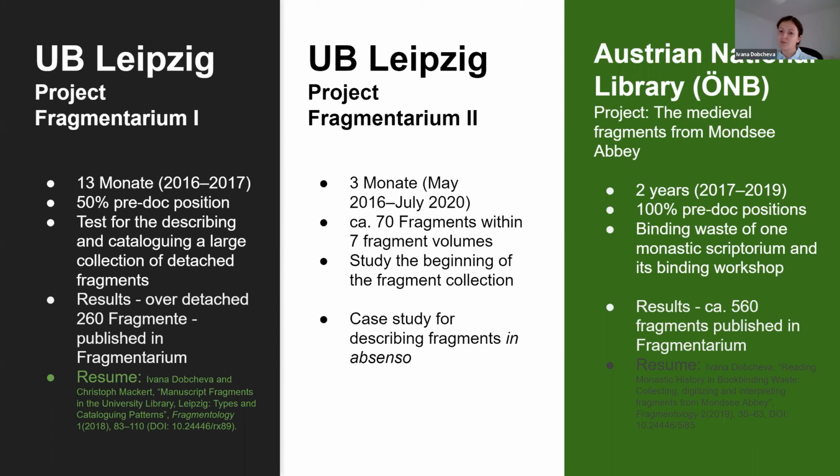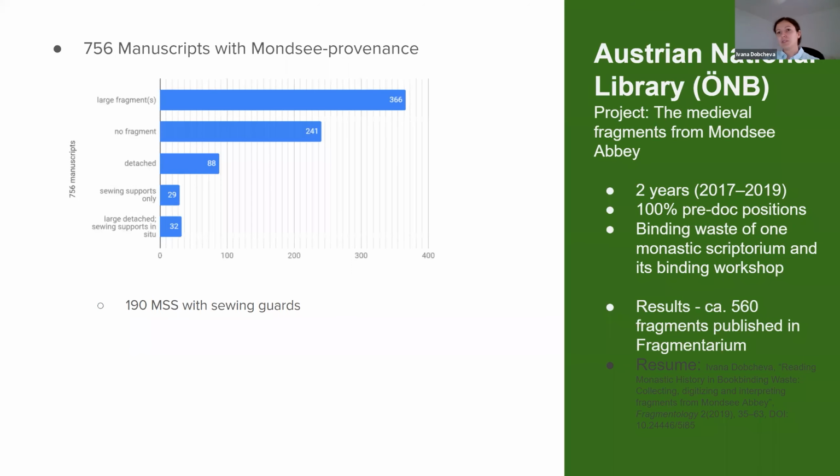So we know that they could use their own binding waste to bind their volumes, which happened in the 15th century. The result in Fragmentarium is that there are now around 560 published fragments. To give you a more detailed evaluation: the nice thing about Monze is that all the manuscripts are now at the Austrian National Library, with very few being elsewhere. So it was possible to study a whole corpus of manuscripts and establish in how many of them there are fragments, in how many there aren't, and in how many of the paper manuscripts there are so-called sewing guards. So it was really a nice case study also about binding practices.